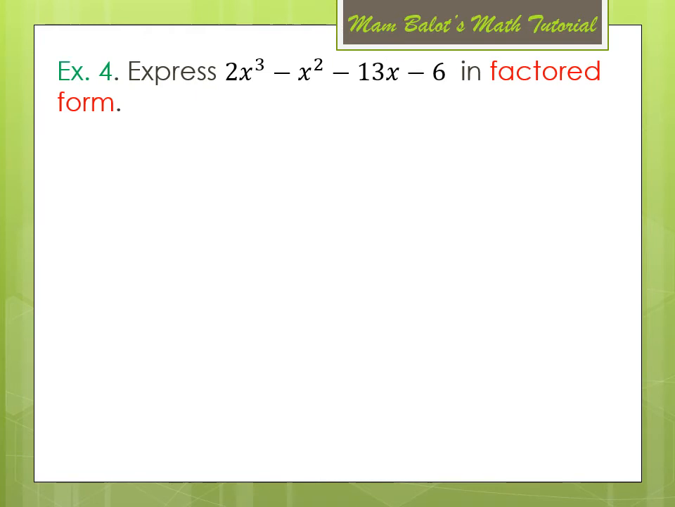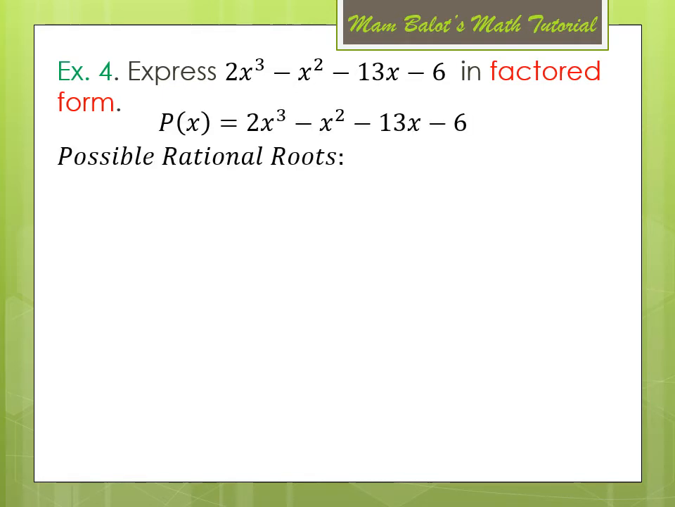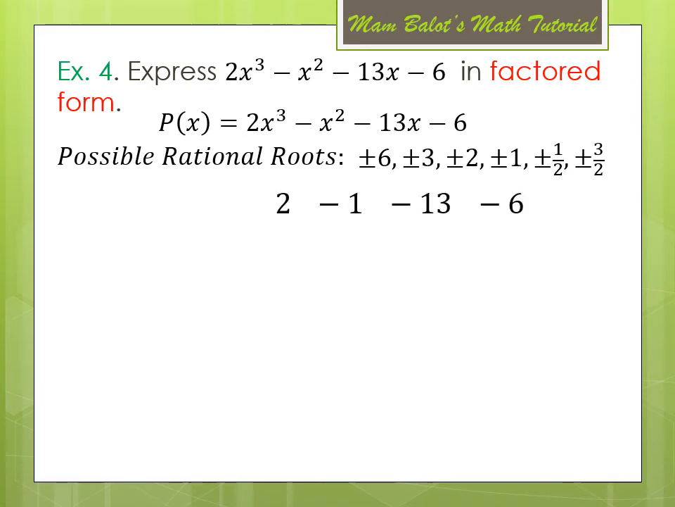Another example, express 2x cubed minus x squared minus 13x minus 6 in factored form. From that, we have the possible rational roots, which are positive and negative 6, positive and negative 3, positive and negative 2, positive and negative 1, positive and negative 1/2, and positive and negative 3/2. Using synthetic division, we have the coefficients there, 2, negative 1, negative 13, and negative 6.